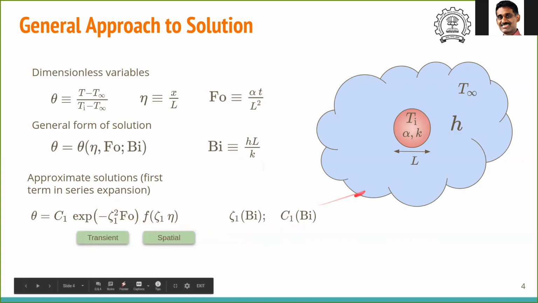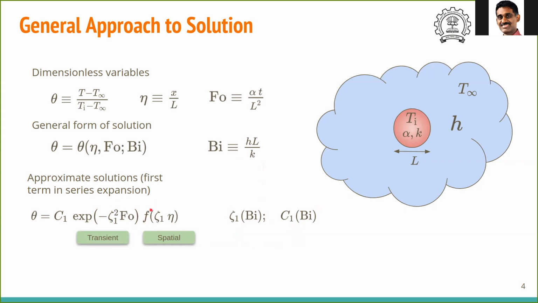So given the geometry, the only thing that changes is f. This function is different for the different simple geometries we saw. The time variation is the same, but the prefactor is different because the prefactor is a function of the geometry as well as the Biot number. For a sphere, you'll have a different series of zeta 1. For a plane wall, it is different, and so on. For a cylinder, it is different, and so on.